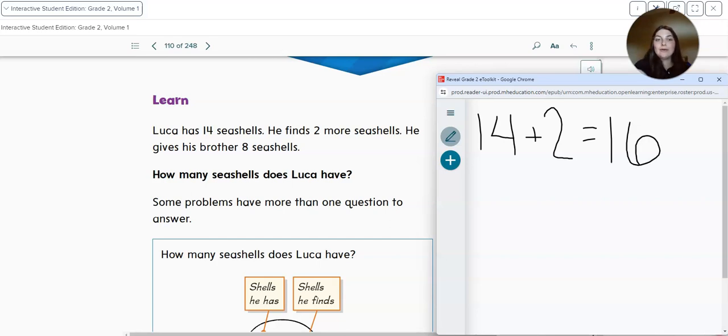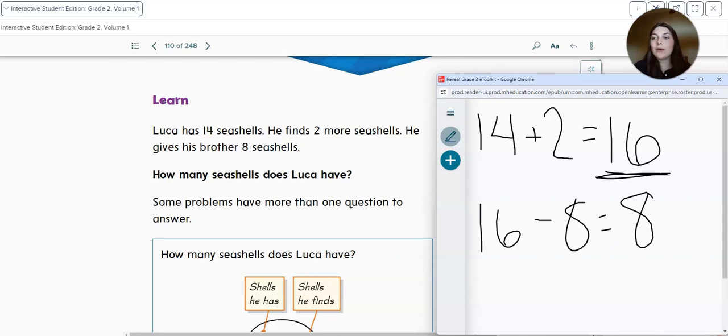All right, so now he gives his brother 8 seashells. So we know that he has 16 now. So we're going to take 16 minus 8 equals 8. Okay, now let's look at how the book solved it, because sometimes the book uses a different method, and that's great, okay? And there's lots of different ways to solve this.